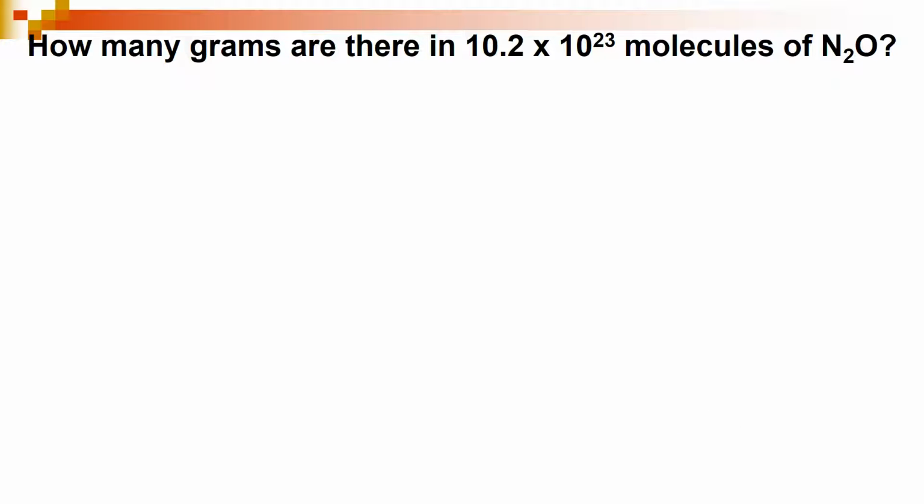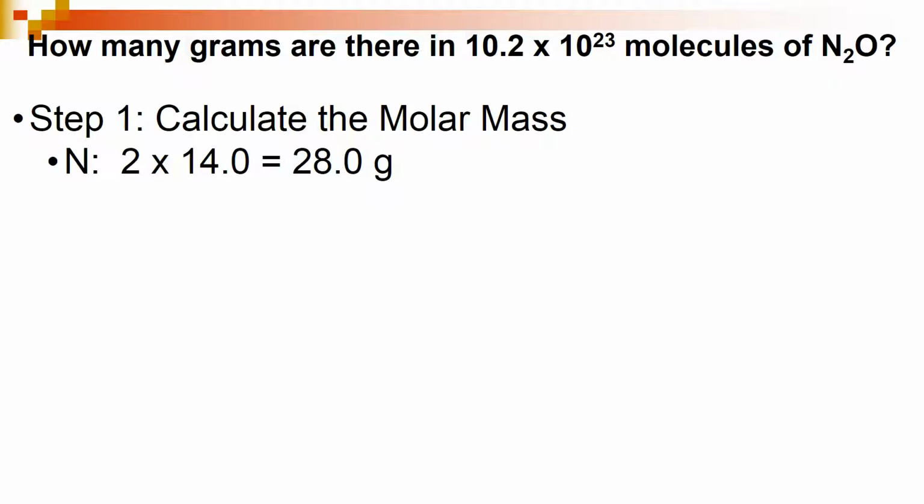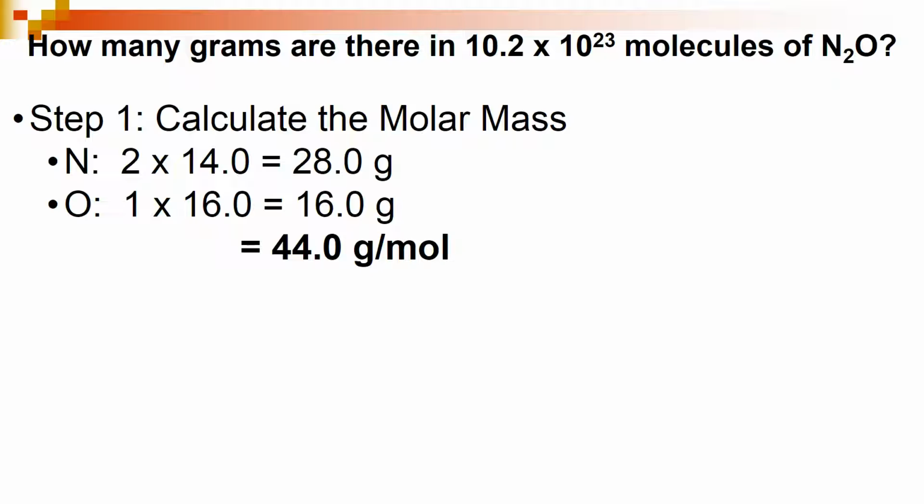How many grams are in 10.2 times 10 to the 23rd molecules of dinitrogen monoxide? Molar mass, 2 nitrogens at 14 gives us 28 grams. 1 oxygen at 16 gives us 16 grams, for a molar mass of 44.0 grams per mole.